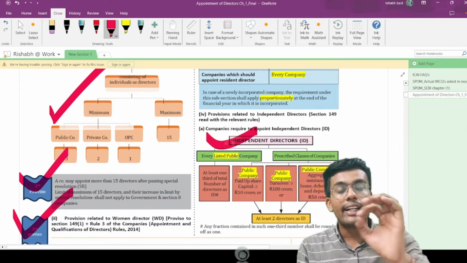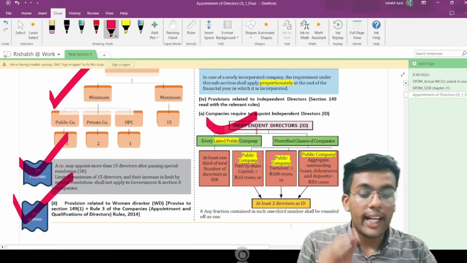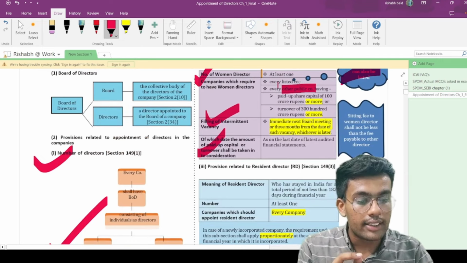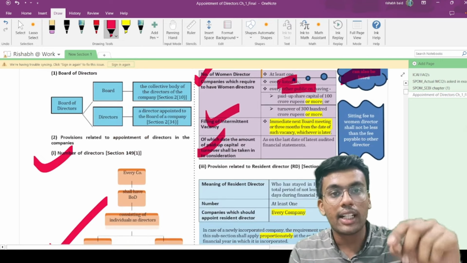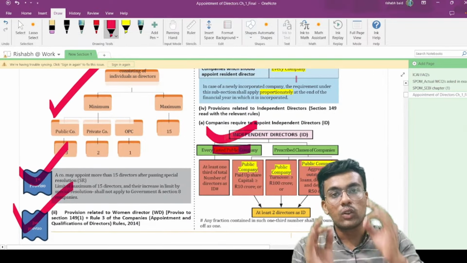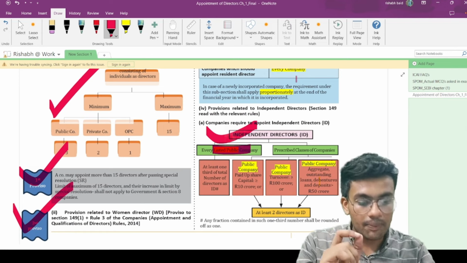Independent director, again one of the very most important questions are being from this particular topic also. Every listed public company, यहाँ पे listed public company है, here it was only listed company. In woman director, listed includes private and public both, but in case of independent directors only public company के लिए independent director requirement is applicable. So please pay attention to this.